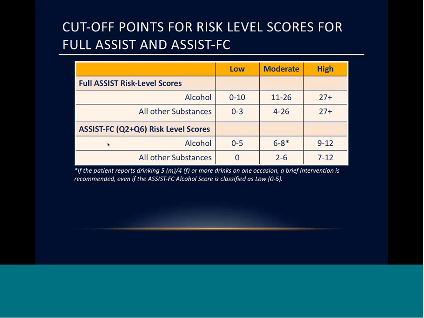And then you can compare the moderate category for the full ASSIST with the moderate ranges for the ASSIST FC. And then the high cutoffs for the ASSIST FC are 9 to 12 for alcohol and 7 to 12 for other substances. And Janice will describe in more detail how to use those to link with a brief intervention.